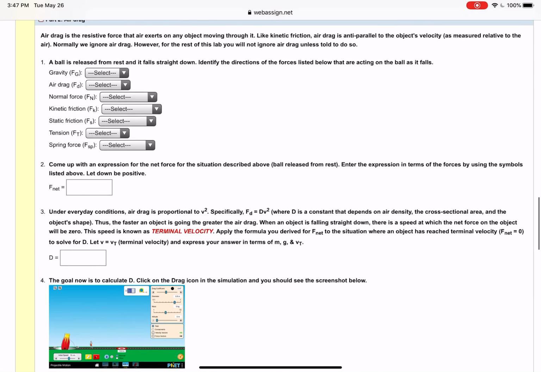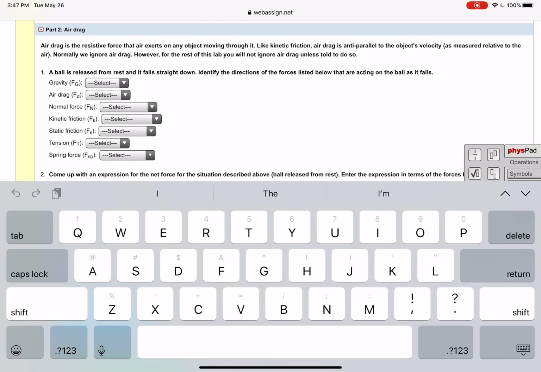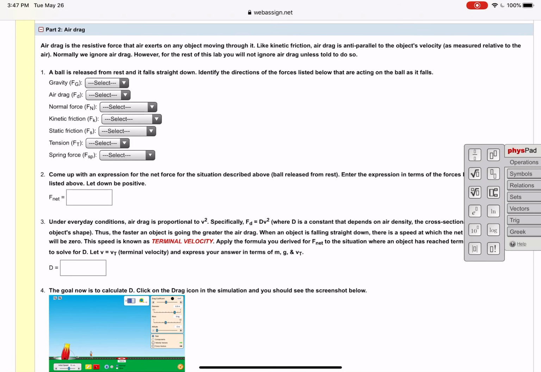Now, in the second part, this is where you're actually dealing with air drag. First, you've got to essentially do a force diagram. But then when you get to number 2, it says to come up with an expression for the net force for the situation described above, which is a ball released from rest. And you need to enter in essentially the forces. So if you do that and you type in here, you can see this pad on the right here, this fizz pad. You're going to be making use of that.